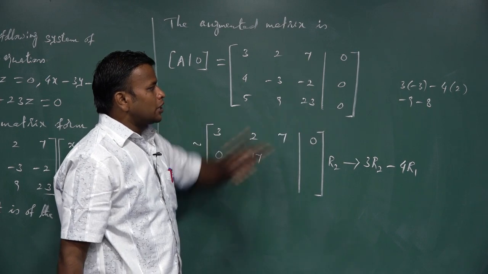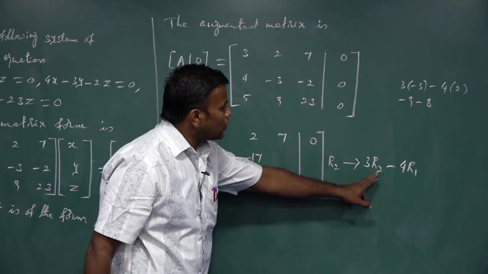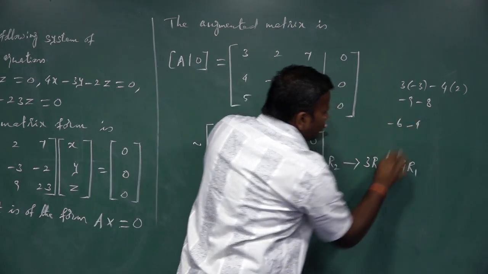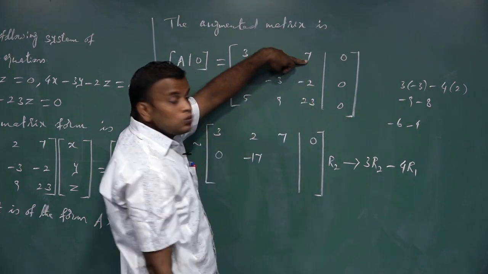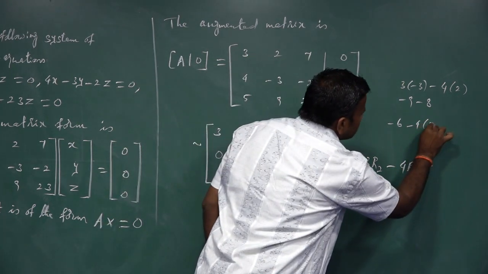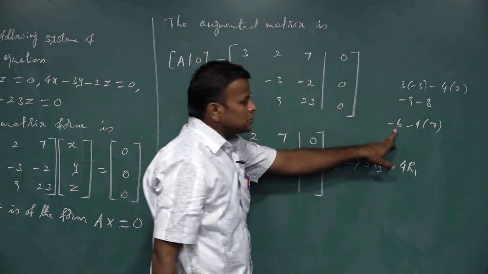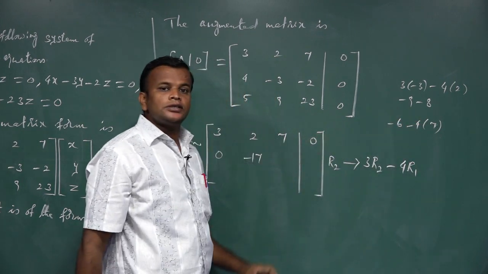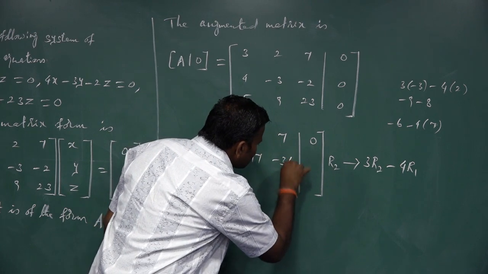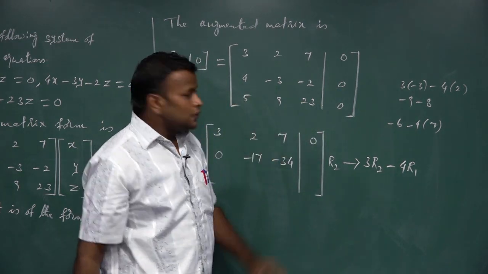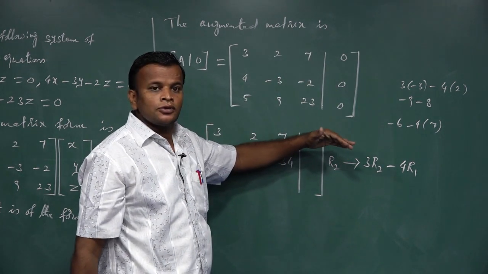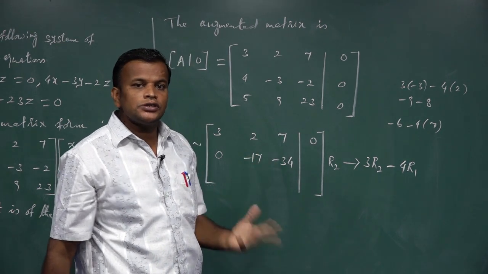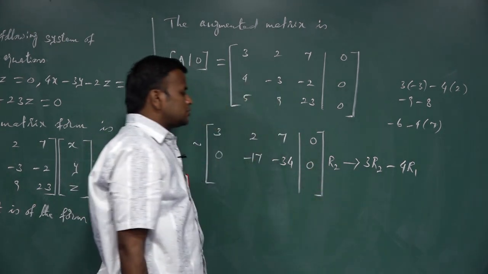The number minus 2 becomes: we write R2 as 3 R2. 3 into minus 2 is minus 6, minus 4 times the corresponding element of R1, which is 7. Minus 6, minus 4 times 7 is 28. Minus 6 minus 28 is minus 34. For the number 0, whenever we multiply, the result is 0 because 0 into any number is always 0. So it is also 0.